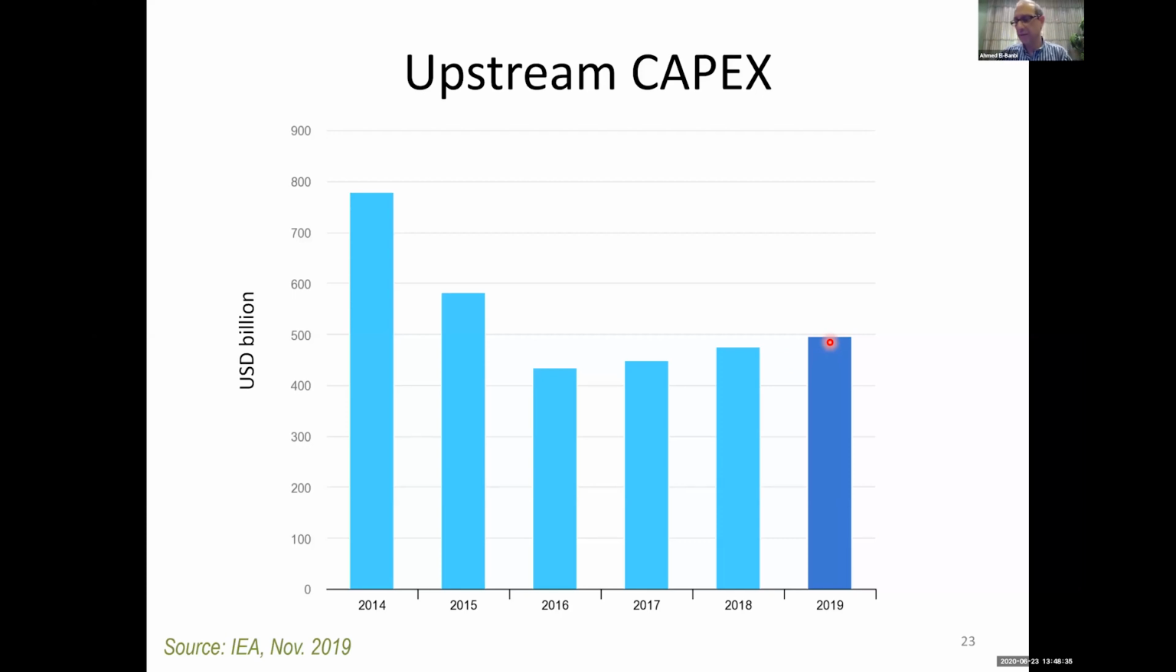By the way, the estimate for 2020, because of the Corona pandemic, is that many oil companies reduced their capital expenditure for 2020, and I think we'll end up spending 75% of what we spent in 2019.